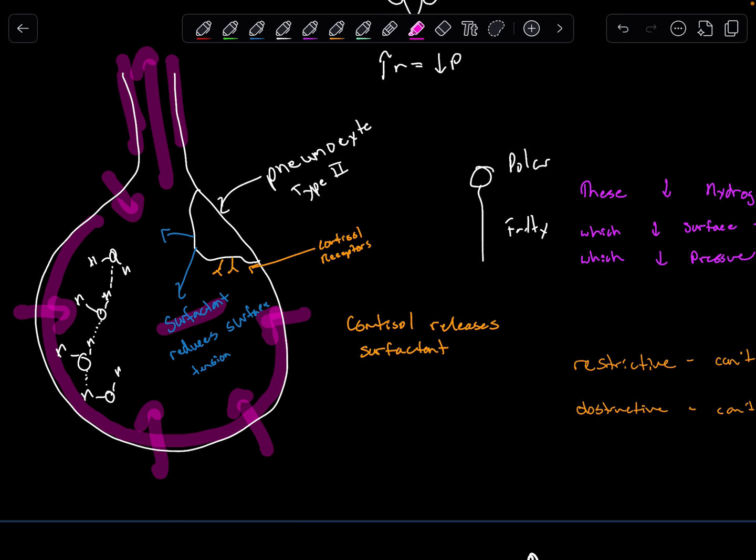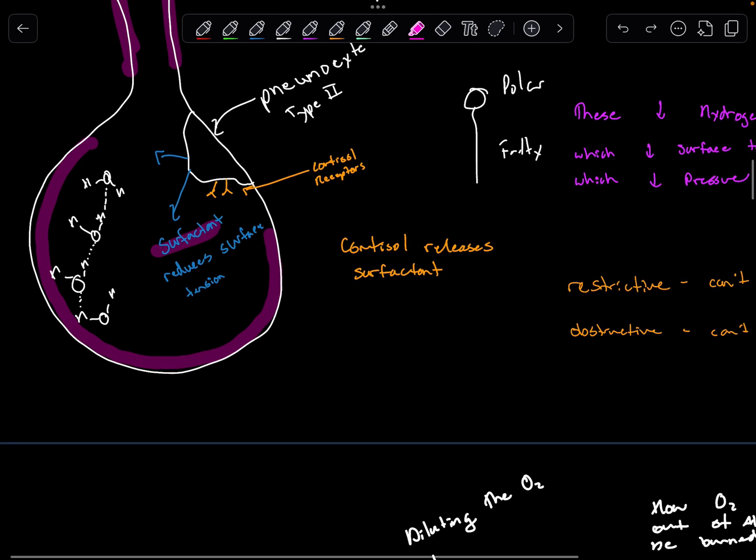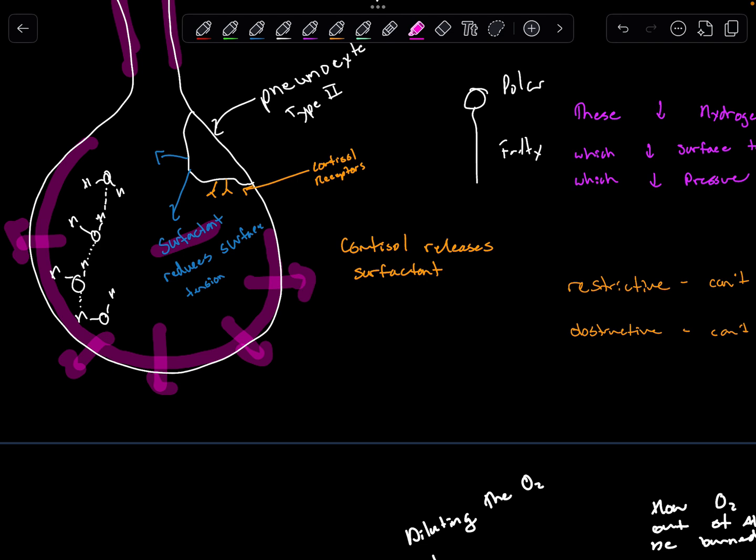Now surfactant actually breaks down these hydrogen bonds and creates what's called compliance, and allows the lung to expand and decreases surface tension. And it prevents the alveoli from collapsing.